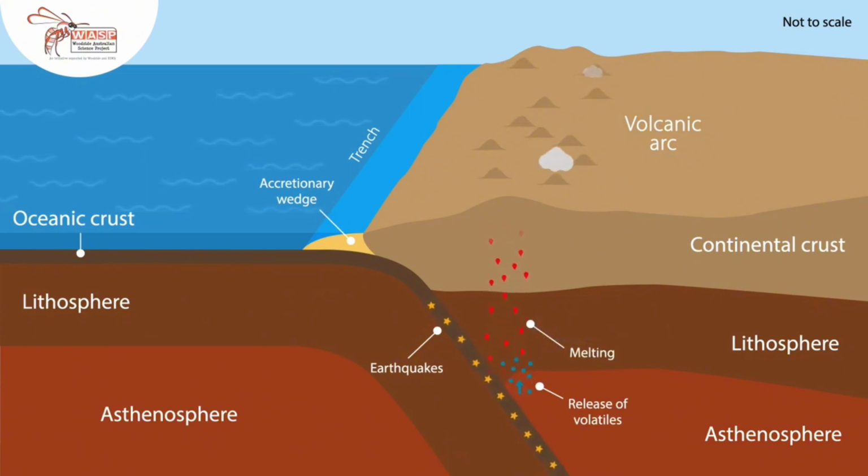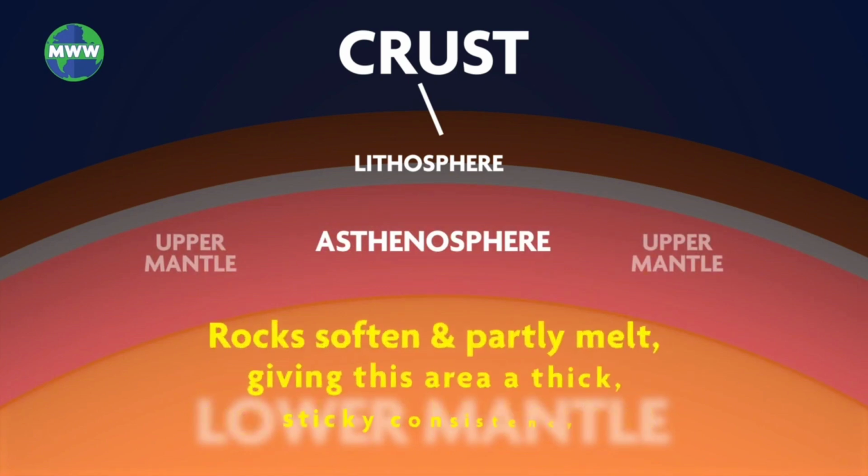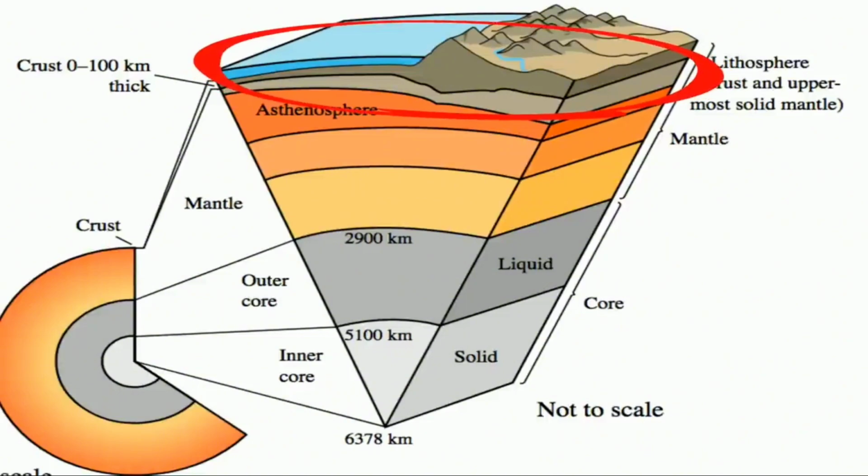The next one is the asthenosphere. It lies underneath the lithosphere and is made up of solid rocks that move very slowly. It is described as viscoelastic, which means it can flow but can also be elastic. The tectonic plates move on top of the asthenosphere. It is 100 to 350 kilometers below the surface.